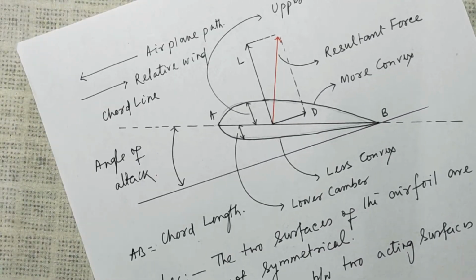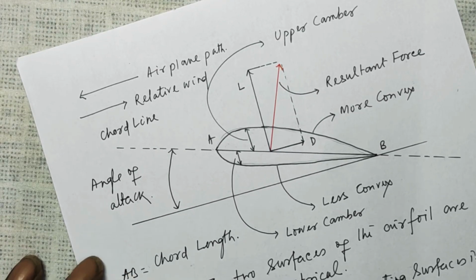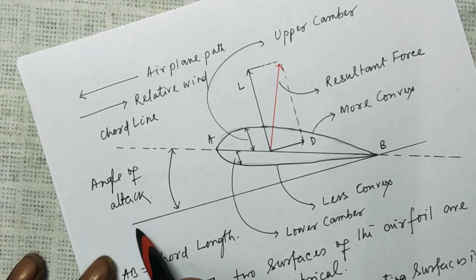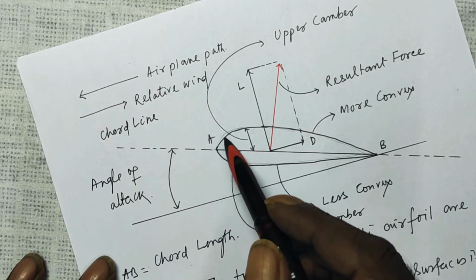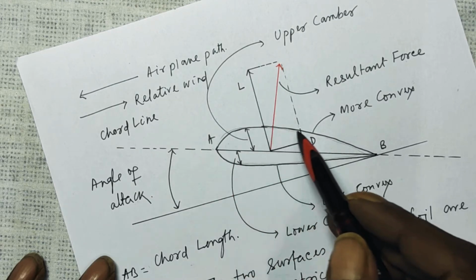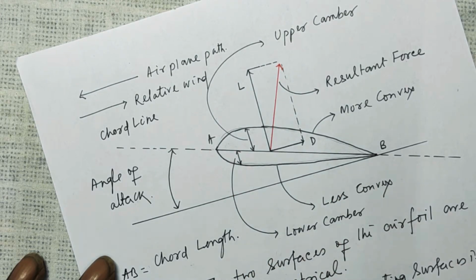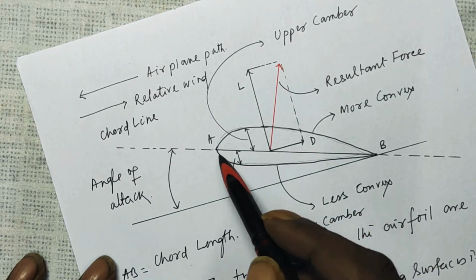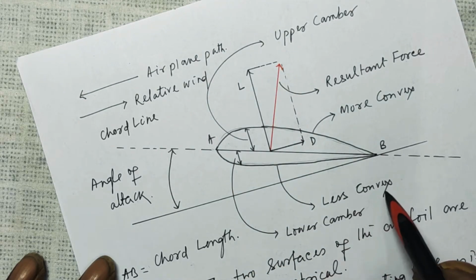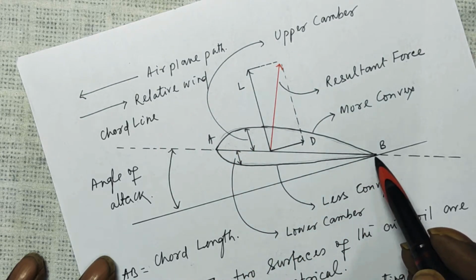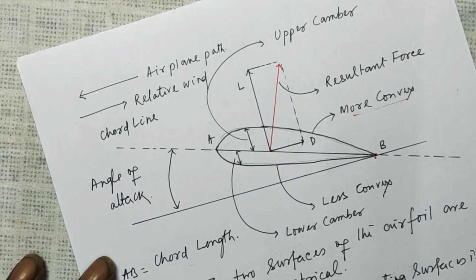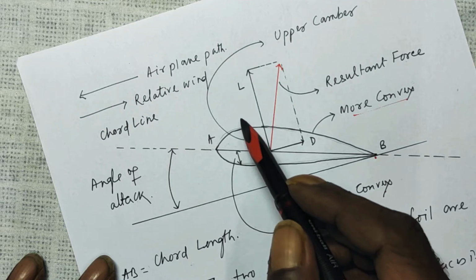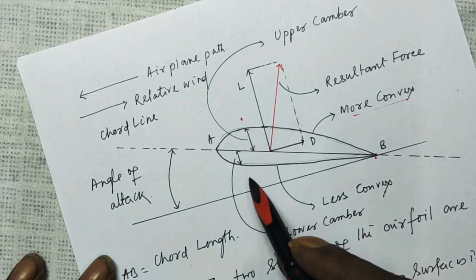Then I have drawn another diagram for you, the same diagram. So this is your horizontal. This is your airfoil, the wing. This is your upper camber. This is your lower camber, which I have shown here. This portion from here to here is less convex. This portion from here to here is more convex, so that on the top the velocity of air is more, and at the bottom the velocity of air is less.